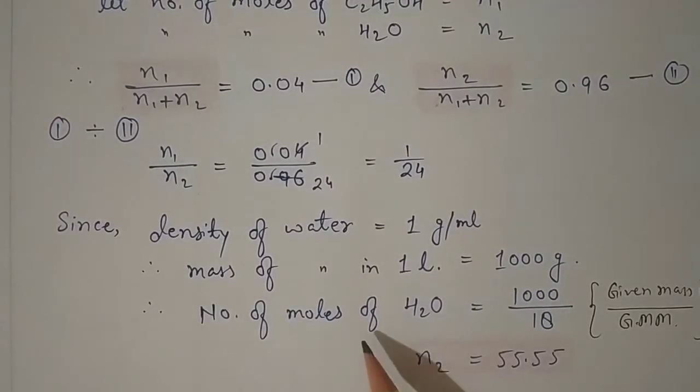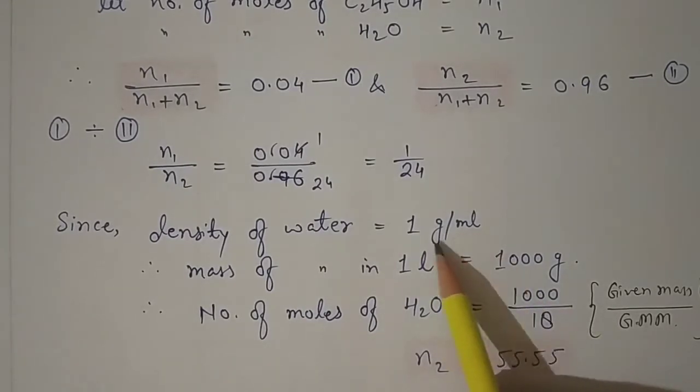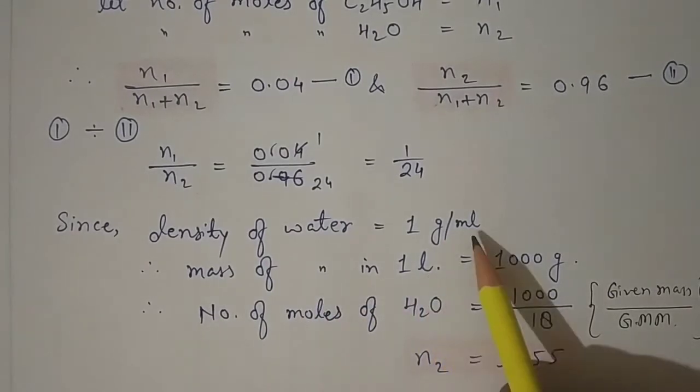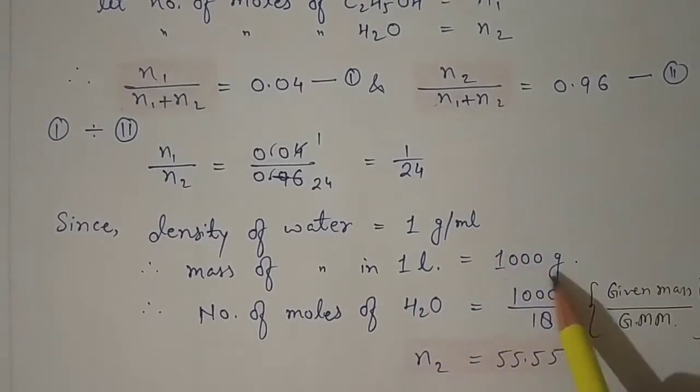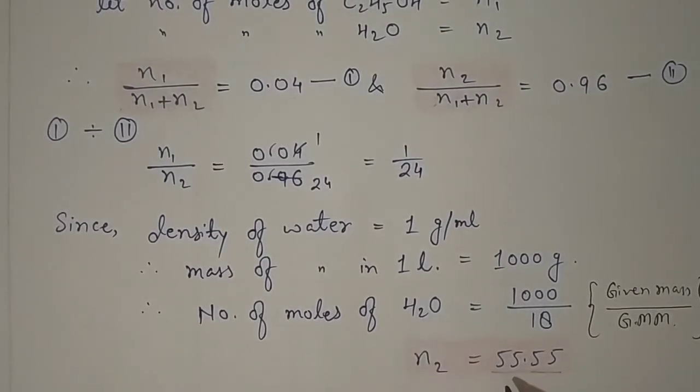So number of moles of H2O would be 1000 upon 18, because the density is 1 gram per ml and we are taking the mass in 1 liter, so that means we have to multiply by 1000. That is why it is coming 1000. So 1000 by 18, when you solve it, we get the value 55.55. These are the number of moles of H2O in the solution.